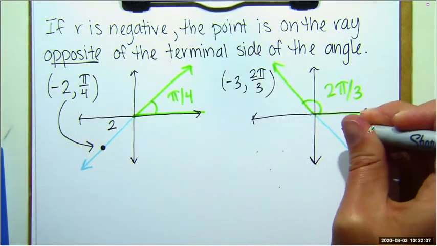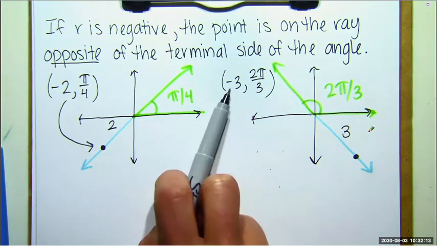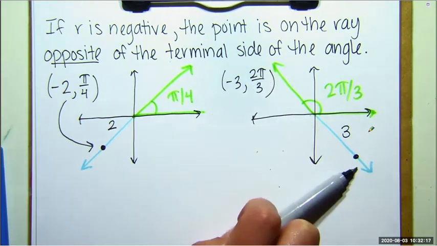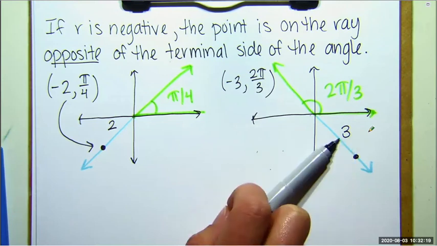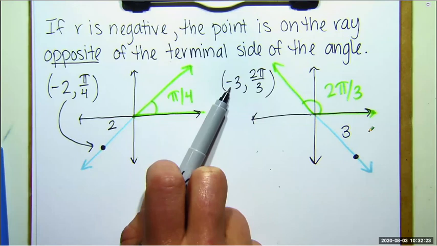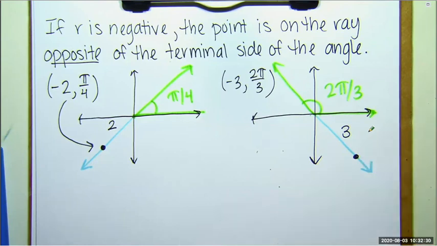So we label this with a 3. Again, the distance we always label with a positive number. This negative indicates the direction we're moving. Instead of up this ray, we want to go down the opposite ray. So this distance should always get a positive number. The negative indicates the direction. Okay, so this down here, this is the point -3 comma 2 pi over 3. Any questions on this?